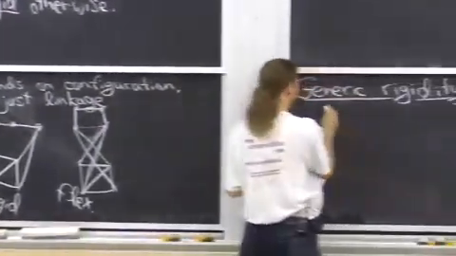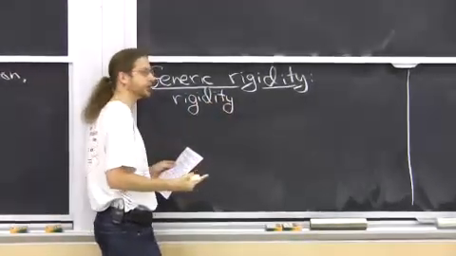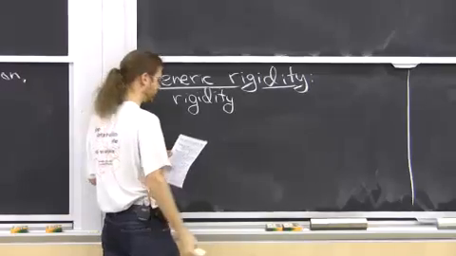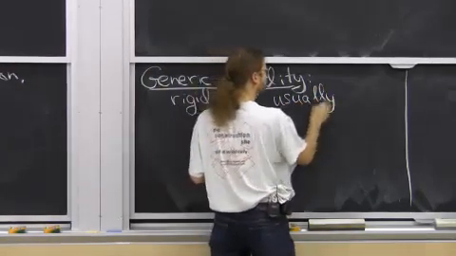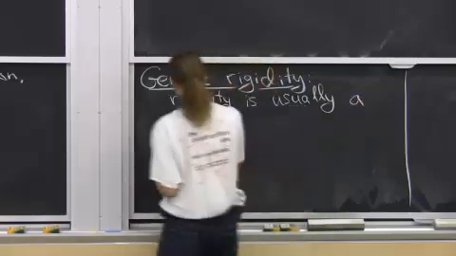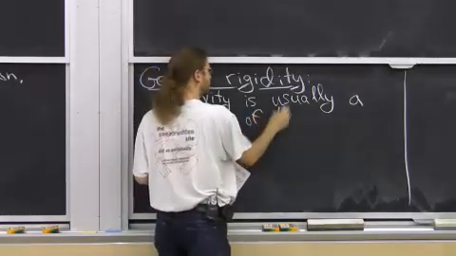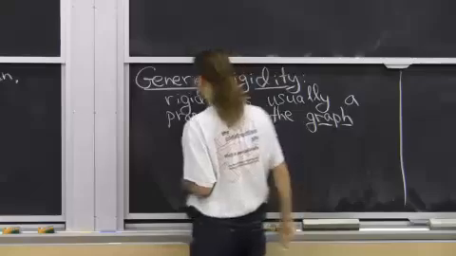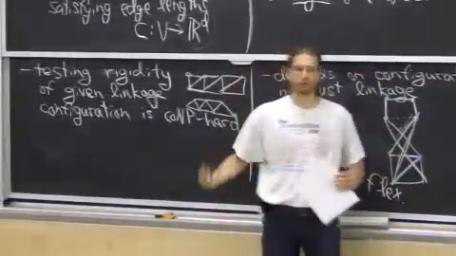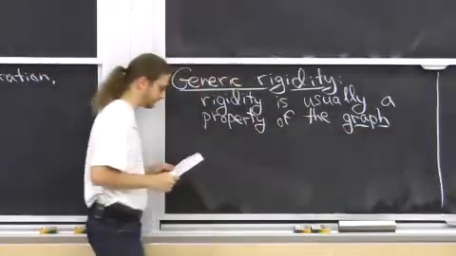The general goal is to think about the graph, not the linkage and not the configuration. I want to say that rigidity is usually a property of the graph. So most of the time, it doesn't matter what your edge lengths are. It doesn't matter exactly how you draw it. It just matters how things are connected. Are they triangles? What is that combinatorial structure? The geometry falls out of it.